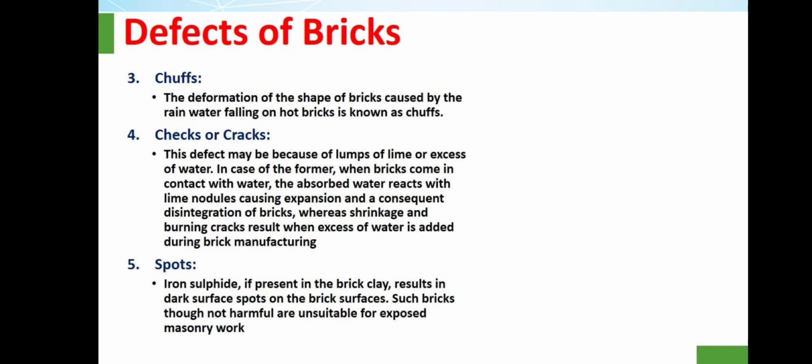This defect may be caused by lumps of lime or excess of water. In case of the former, when bricks come in contact with water, the absorbed water reacts with lime nodules, causing expansion and a consequent disintegration of bricks, whereas shrinkage and burning cracks result when excess of water is added during brick manufacturing.